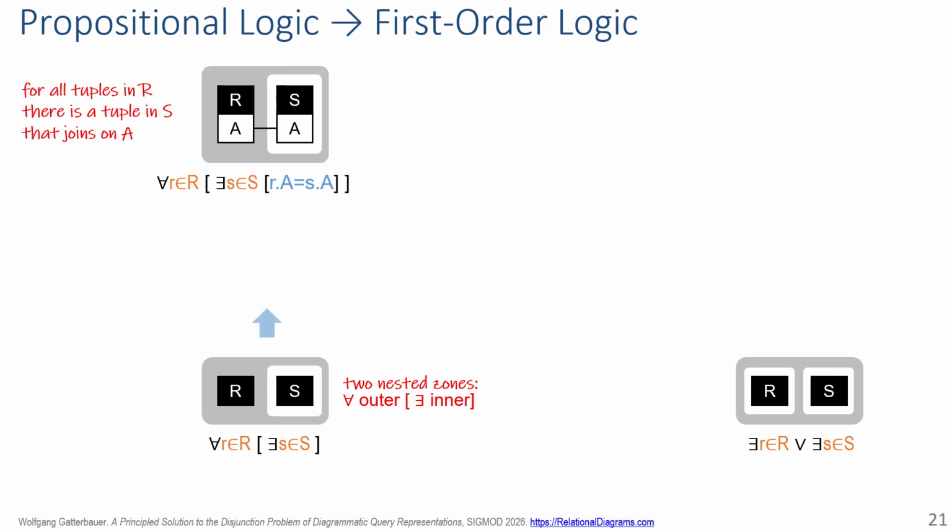So now each of the tables R and S has attribute A. Now we have something that looks like a more familiar query. For each tuple in R, there exists a tuple in S that joins on attribute A.